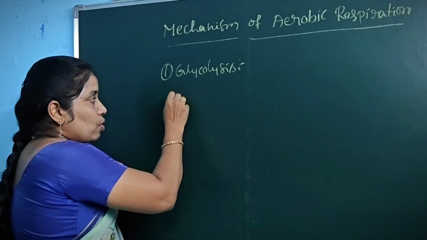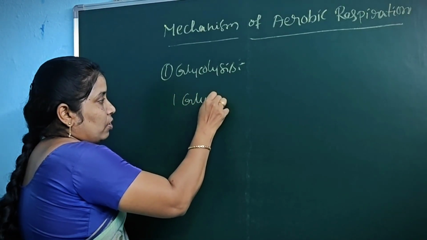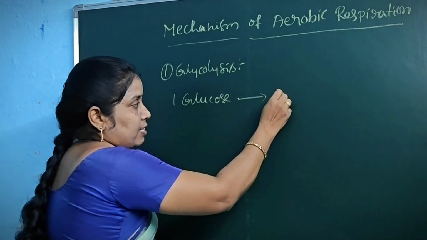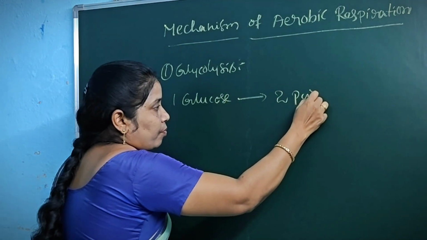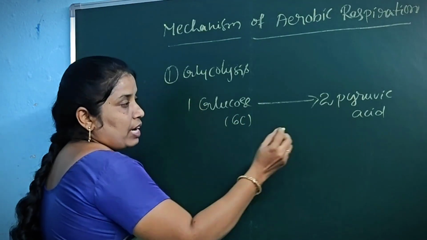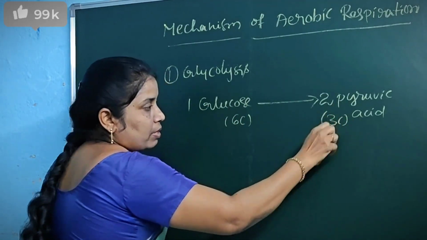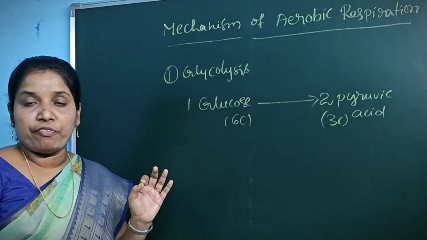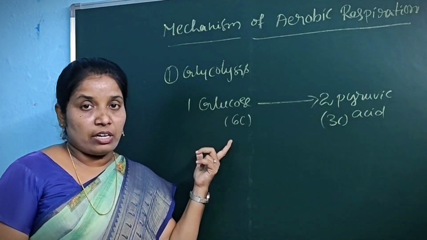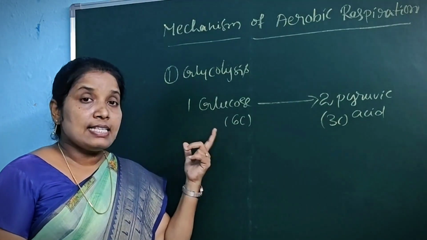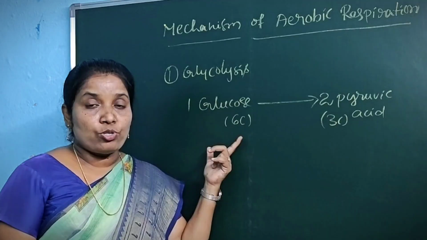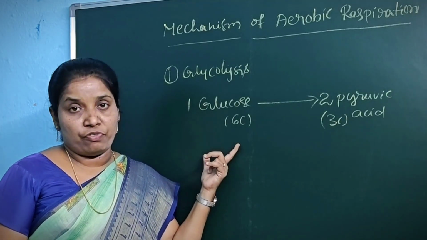Here, one glucose molecule splits into two pyruvic acids. Glucose is a 6-carbon compound, whereas pyruvic acid is a 3-carbon compound. This step occurs in the cytosol of the cell. In this step also, some amount of ATP is released through substrate level phosphorylation.